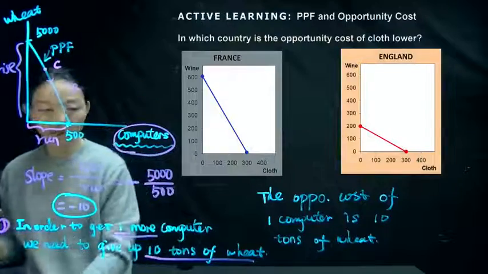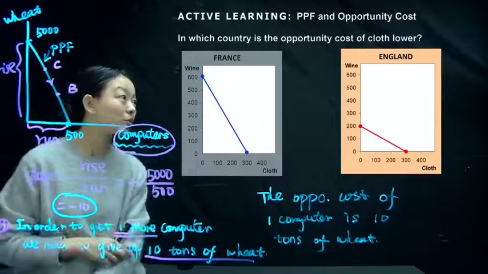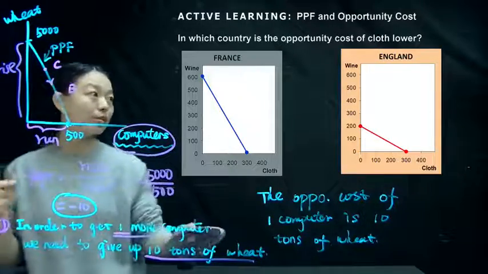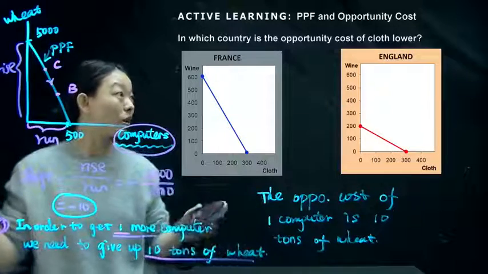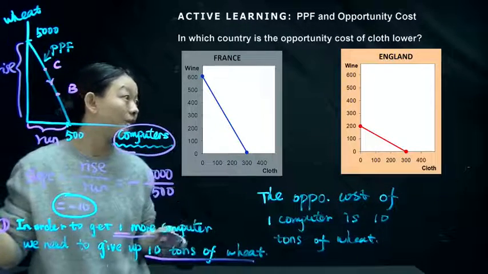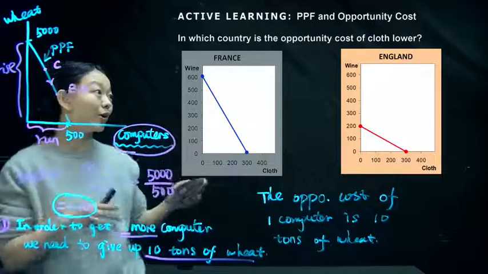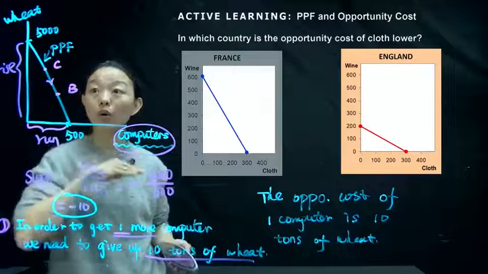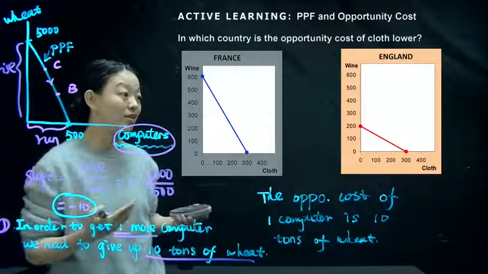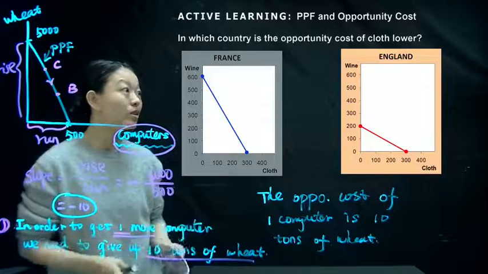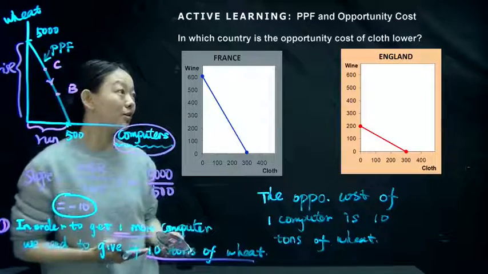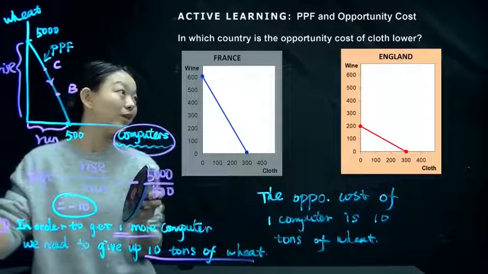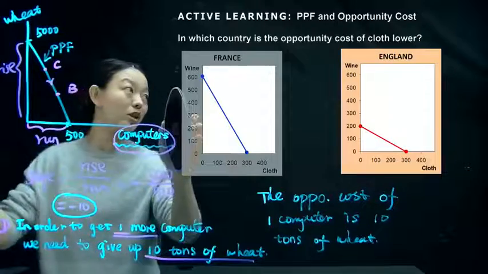Now let's look at another practice question. In which country is the opportunity cost of growth lower? There are two countries, so we need to figure out in which one the opportunity cost of growth is lower. Look at these two graphs. We have France and England, and we have growth on the horizontal axis. So it will be easier for us to just apply slope. You need to figure out the slope of the first country. Let's do it together. How do we compute the slope of France based on this PPF?